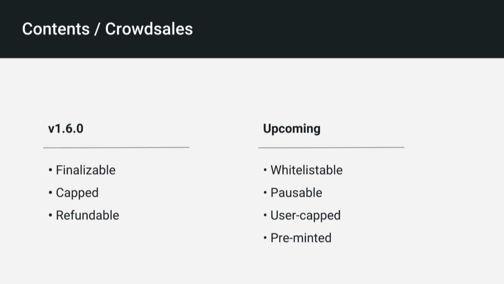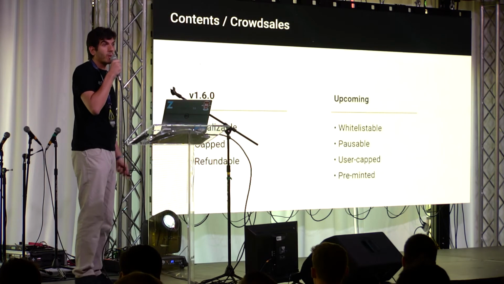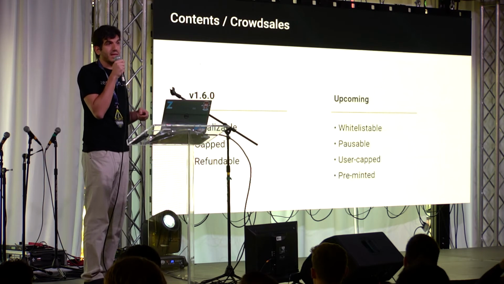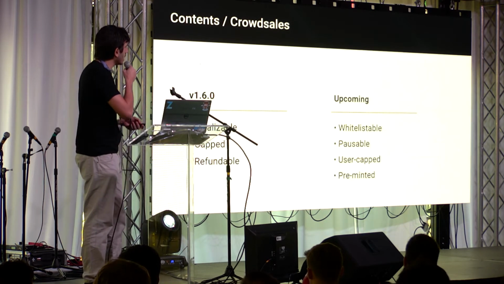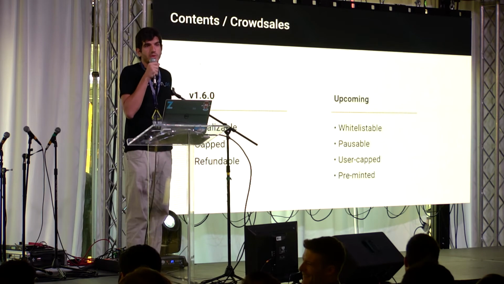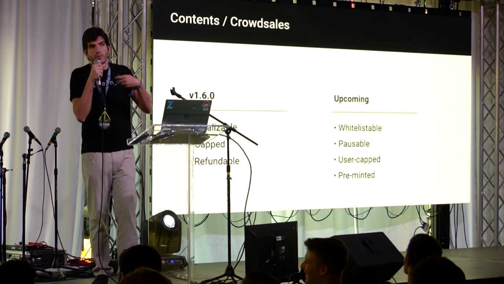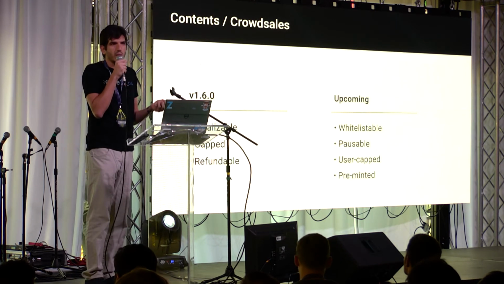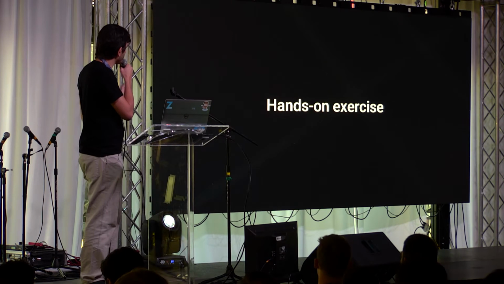We're also working on more flavors that will be coming in the next release and the one after that. A whitelistable crowd sale, where you can define a set of vetted investors who should be the only ones that access the crowd sale, mostly for KYC purposes. A pausable crowd sale, in case you want to stop collecting funds at some point, in case something has gone wrong. Caps per user, so each investor can contribute up to a certain amount of money. And the pre-minted crowd sale, so rather than minting tokens on the go, you provide the crowd sale with a token that has already been minted, and you just use the crowd sale to distribute those tokens among your investors.